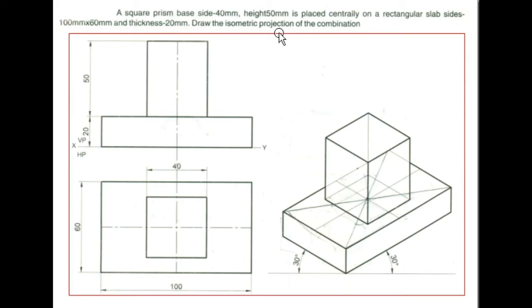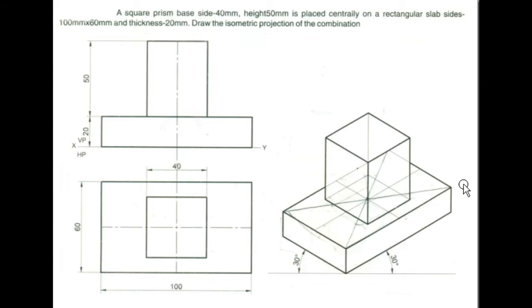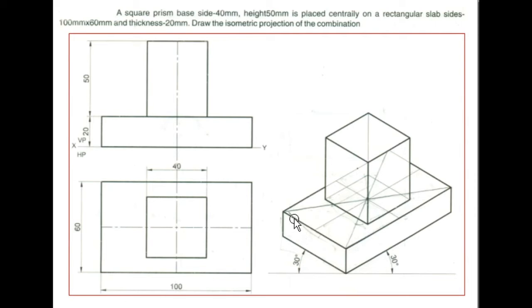Right. So what we have to do? We have to draw the isometric view of this one. So initially, we have to draw a horizontal line. Next, taking a 30-degree reference line, one side should be 100 because we have to draw the rectangular slab. So one side is 100 and another side is 60 mm. What is the thickness? Thickness is 20 mm. So what we have to do? We have to use the ISO scale, not the original length.